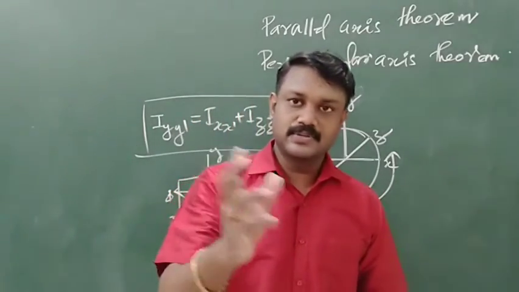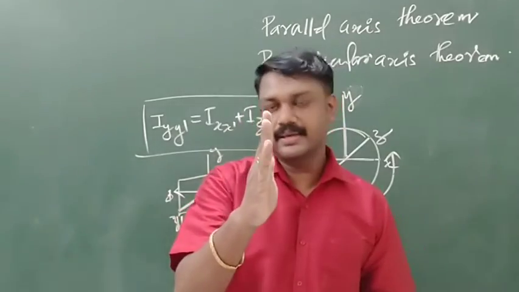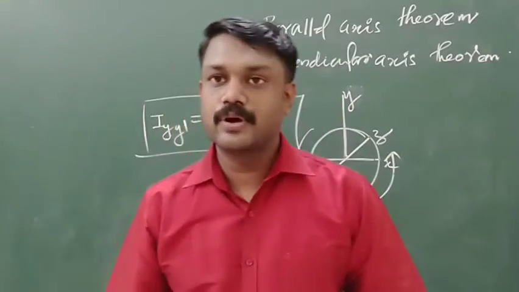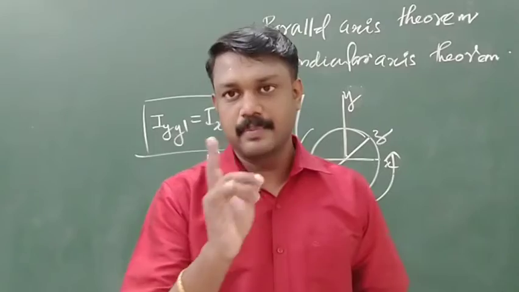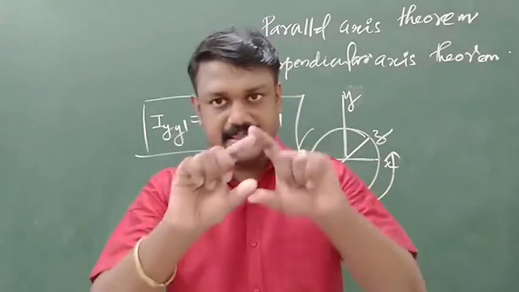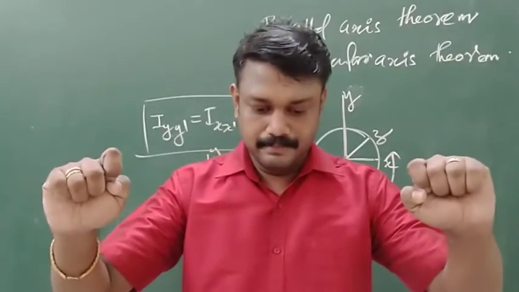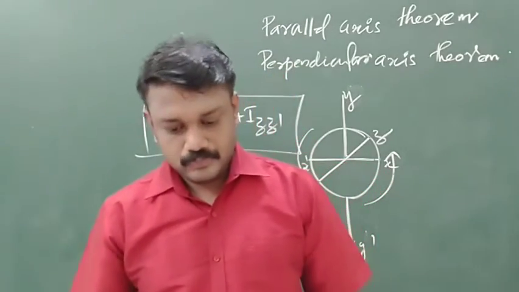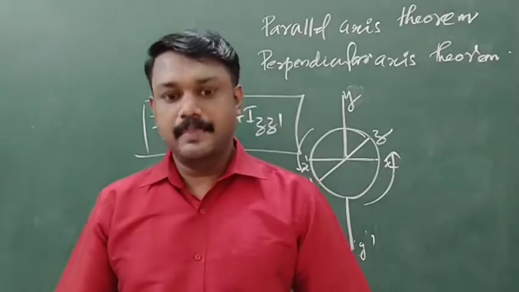If it is passing through the center of mass, that is the center of the rod, and it is rotating, it is ml square by 12. If it is rotating about one end, then it is ml square by 3. So that is a thin rod or a bar. Then a rectangular lamina.